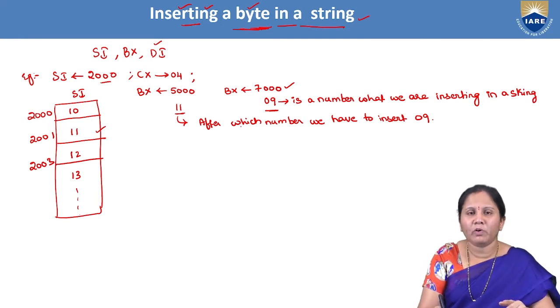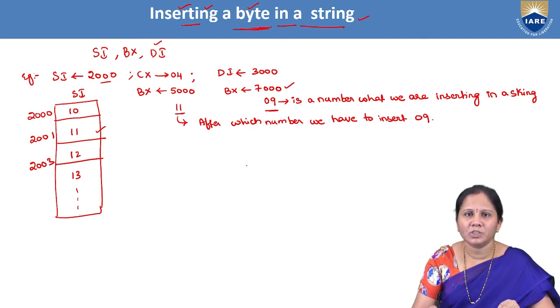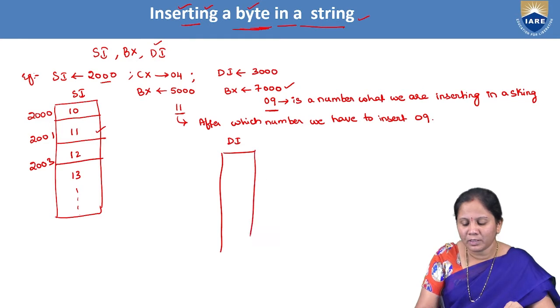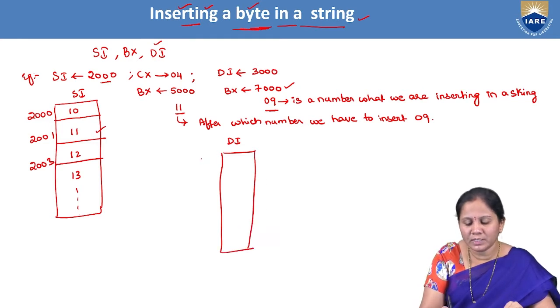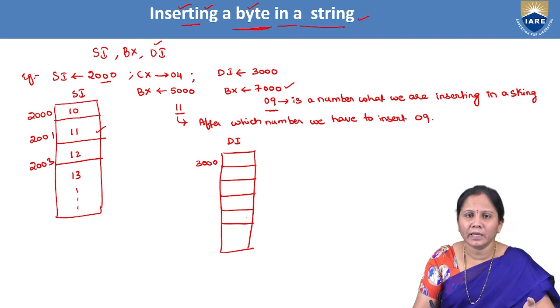So now after performing all this, we have to see the output in the DI location. This DI location here we can take as 3000. So 3000 is initialized with a DI register. In the DI register, we can observe the output string. So this DI is 3000. In the DI location, you can see the output of a string after inserting a byte.